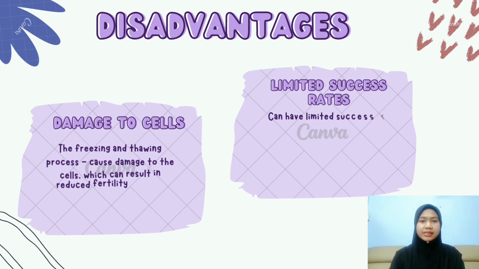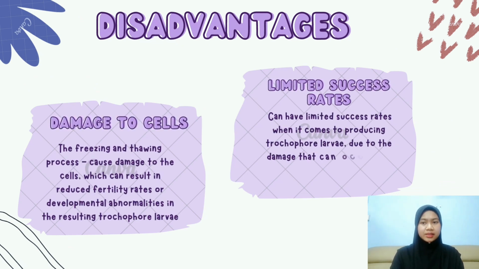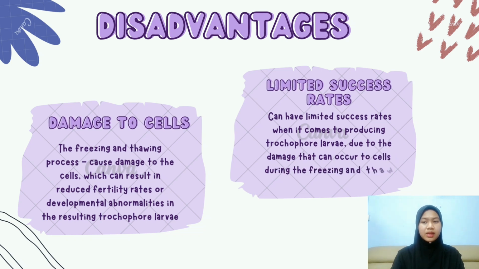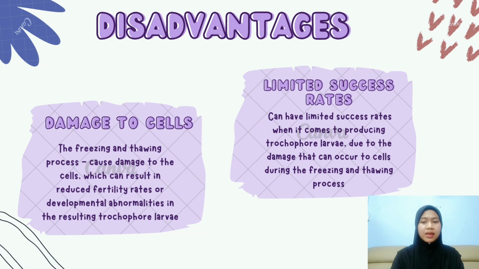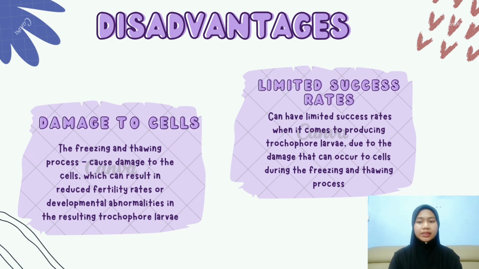The last slide is about disadvantages. The disadvantage is damage to cells. The freezing and thawing process can cause damage to the cells, which can result in reduced fertility rates or developmental abnormalities in the resulting trochophore larvae.